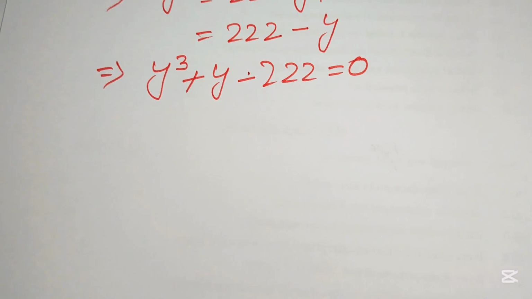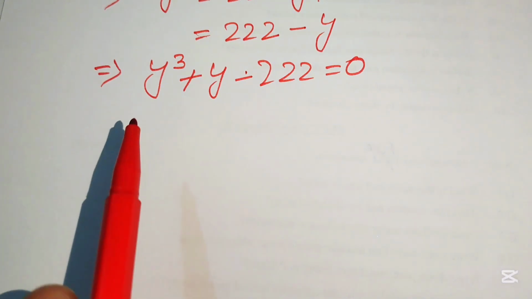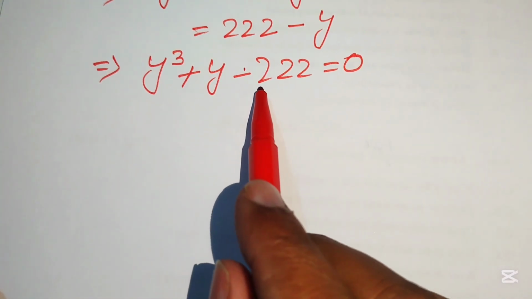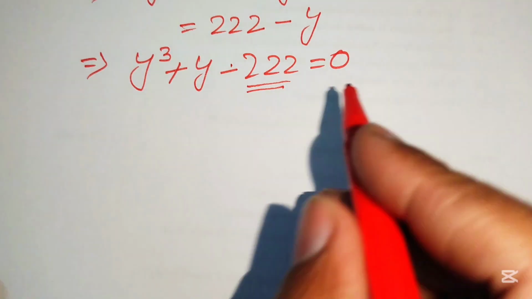Now I can solve this cubic equation in a very easy way. Here I cannot use synthetic division to solve this cubic equation, but I can make the factors of this equation by a very tricky method. I hope you will like this trick to find the factors of this cubic equation without using synthetic division. First we need to focus on this term, 222, and find its prime factors.